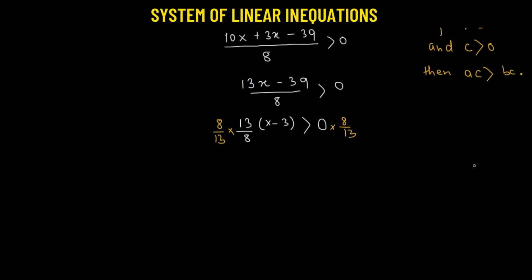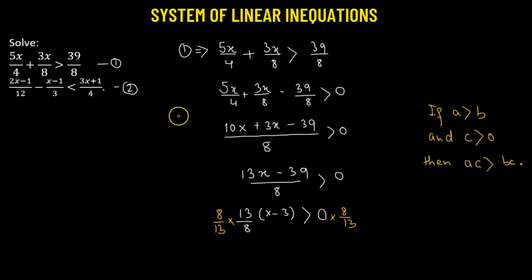So in our case, we now obtain x minus 3 greater than 0. Solving this inequality gives us x greater than 3. So this is a solution that satisfies inequation number 1. Let's label this as number 3.